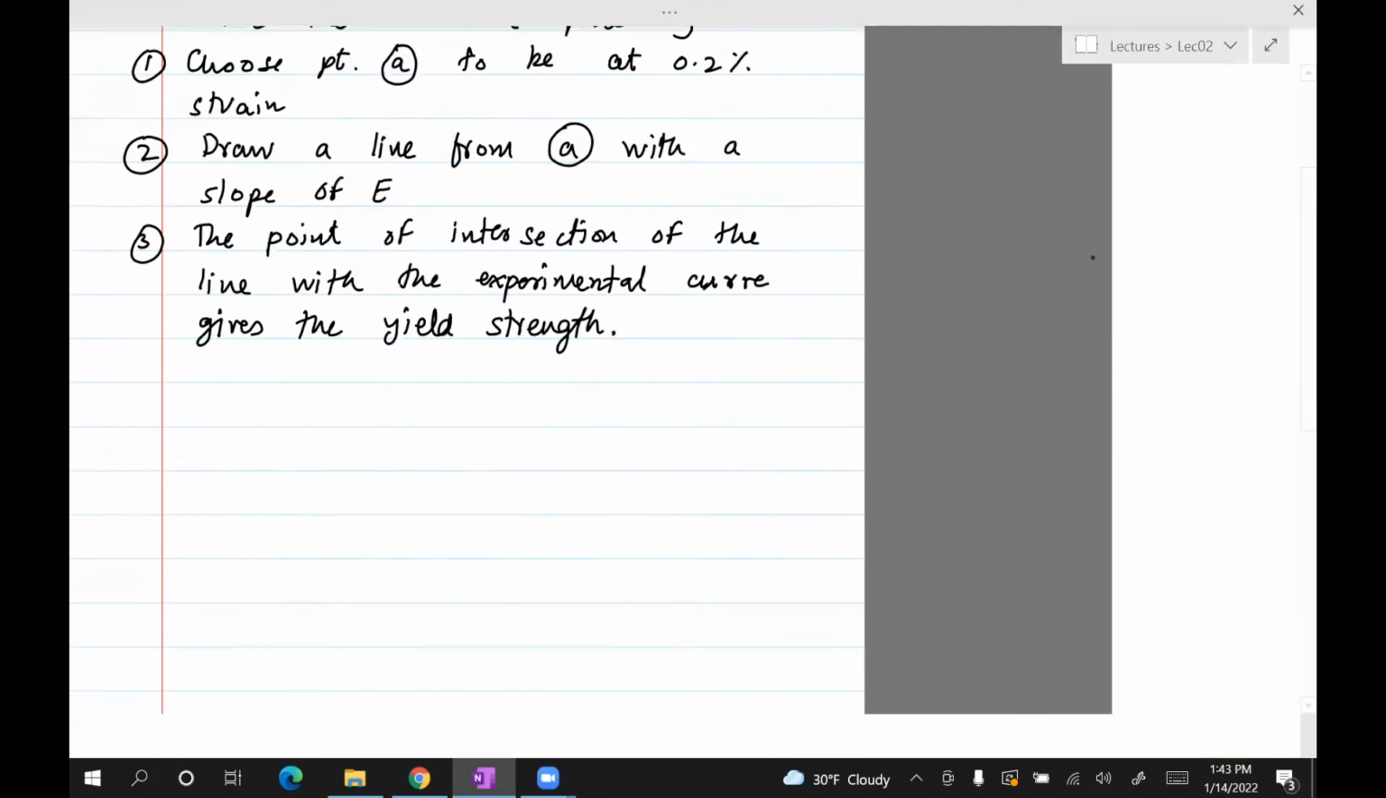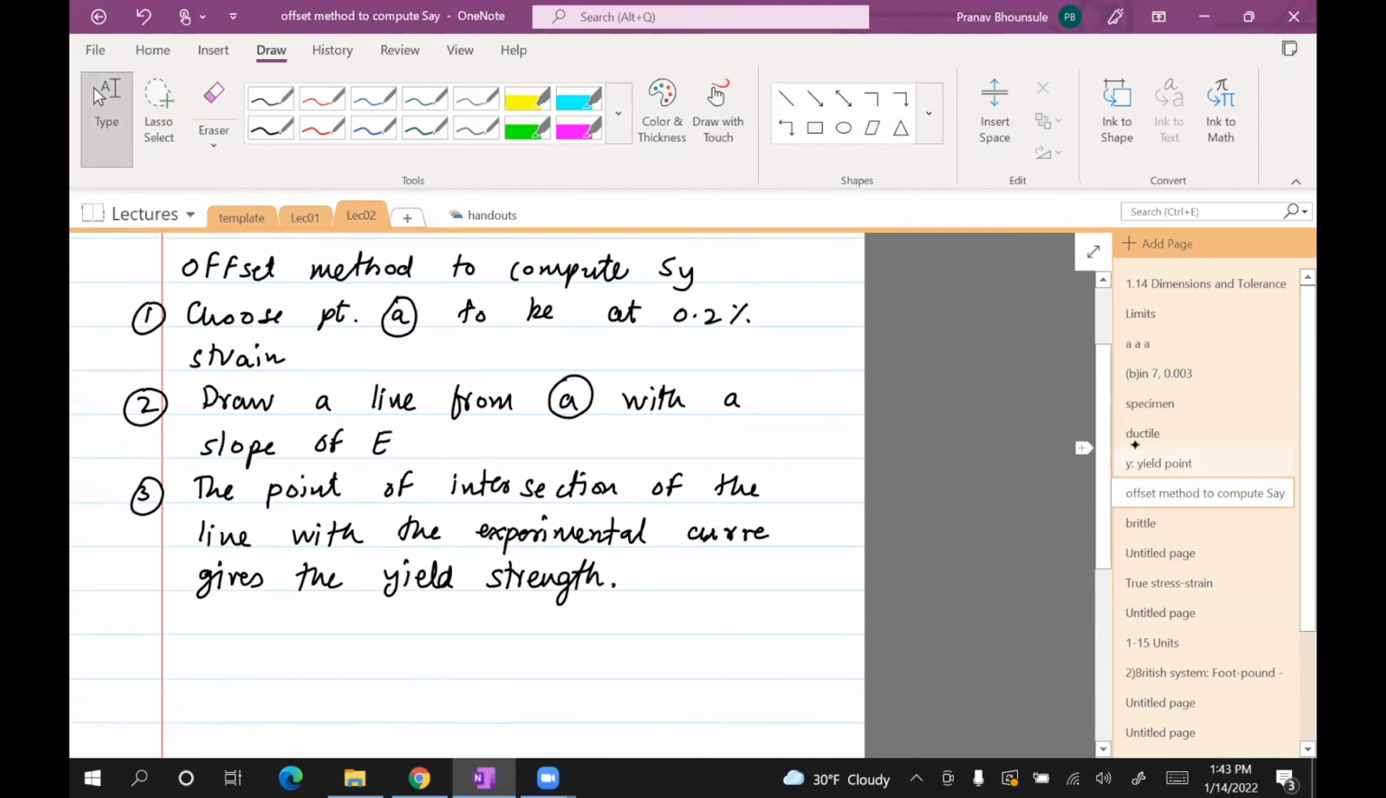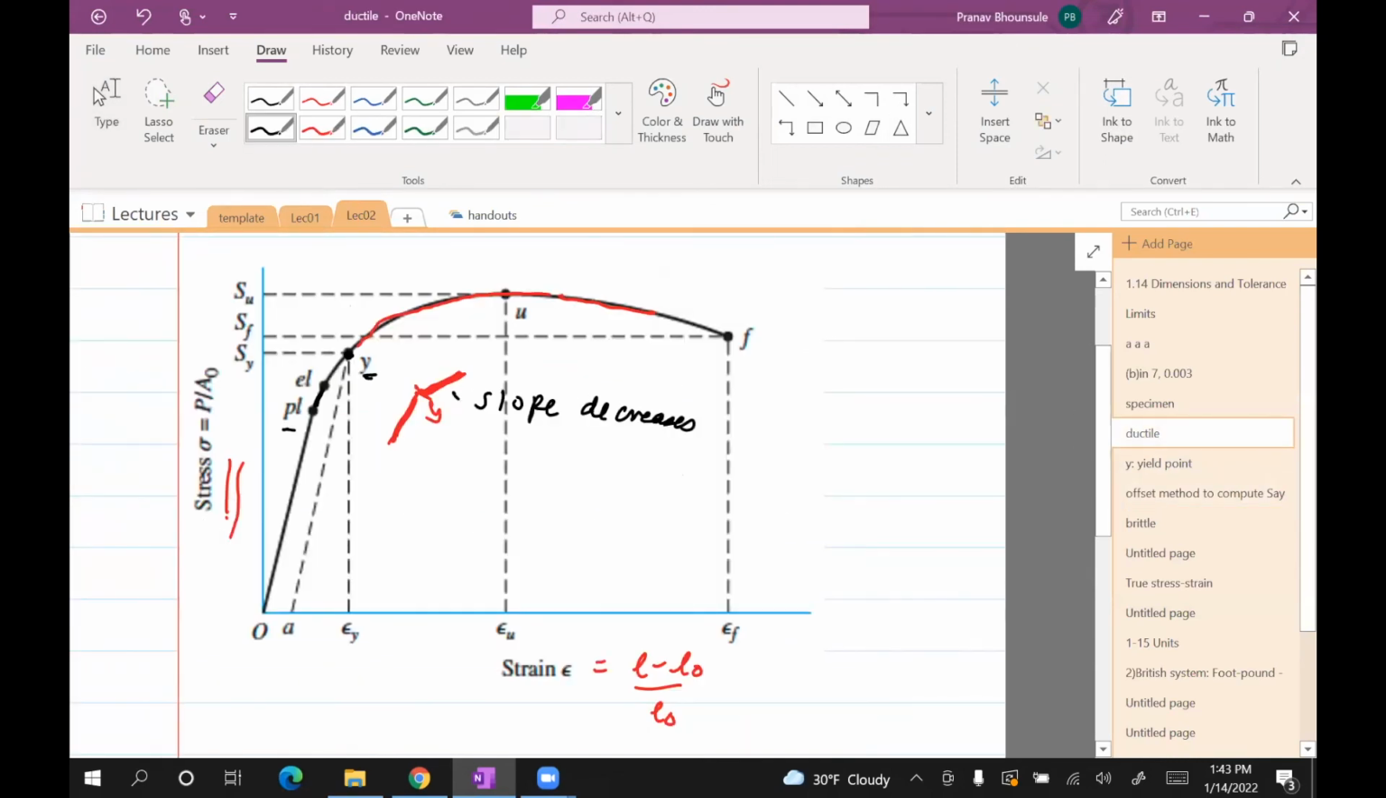Okay, so that's how you get the yield strength. Let's go back to this curve. We've defined Y, and we've also shown you how to experimentally compute that. Then we have this point U, called the ultimate strength, or the maximum strength of the material. It's the maximum strength the material can bear before it starts going down.